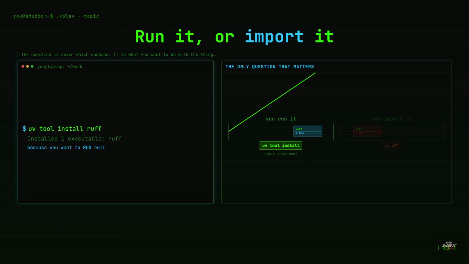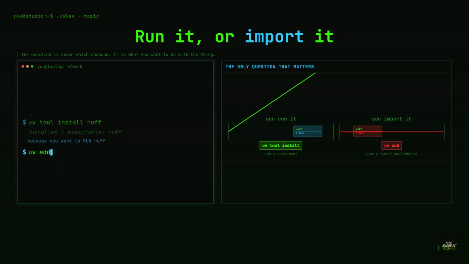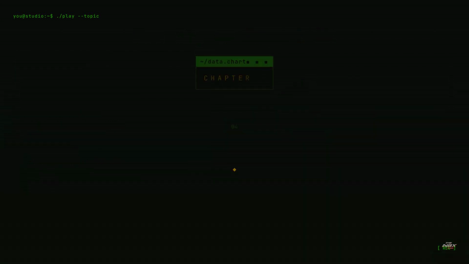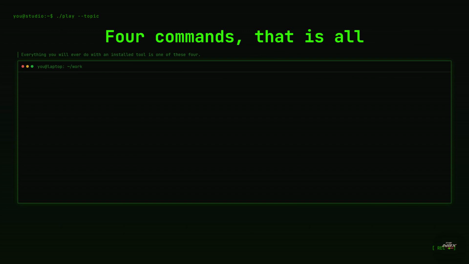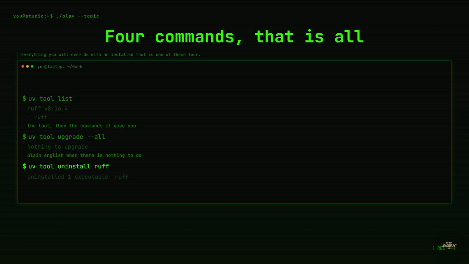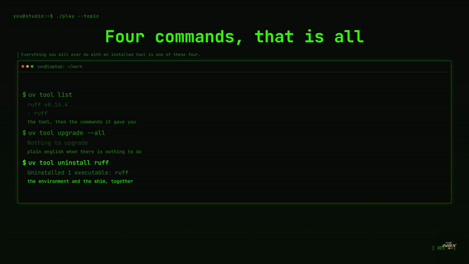Tools are for things you run. Dependencies are for things you import. Keeping those two ideas apart will save you an enormous amount of confusion. Finally, living with the tools you've kept. Four commands cover everything. List shows what you've kept and what each one gave you. Upgrade takes one tool forward, or all of them at once. Uninstall removes a tool and its shim together. And UV tells you plainly when there's nothing to do.